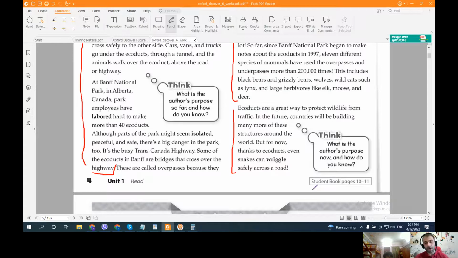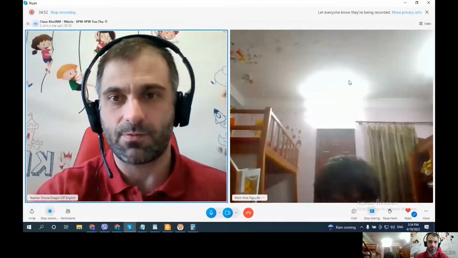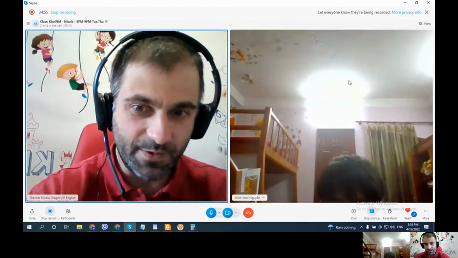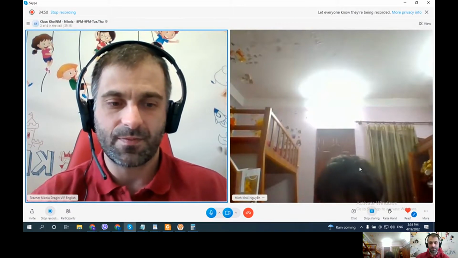Okay, and what is the author's purpose now, and how do you know? What is the purpose of this text? What is something that we learned in this text? What is something interesting in this text? Can you please tell me? So the paragraph mainly talks about the advantage of the aqueducts and how the animals use them. Okay, and why? They mostly talk about the advantage.